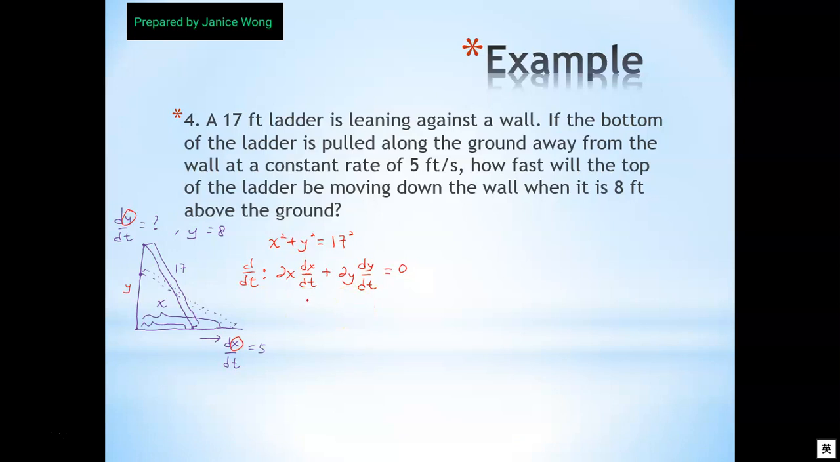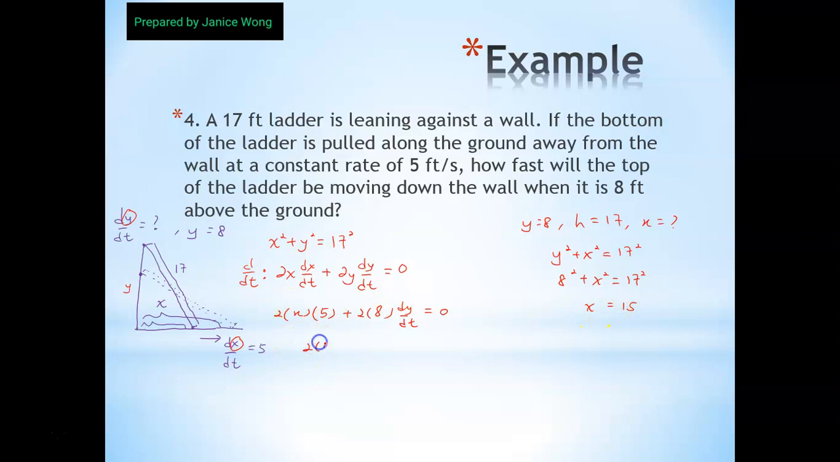Let's substitute and answer the question. We need to find dy over dt. 2, we have no x value yet, keep it. dx over dt, yes, we have it, 5. Plus 2, y is 8, dy over dt is needed, equals 0. We need the x value. With y equal to 8 and the hypotenuse, the length of the ladder, which is 17, we need to find x. y squared plus x squared equals 17 squared. 8 squared plus x squared equals 17 squared. So for x, you will get 15.